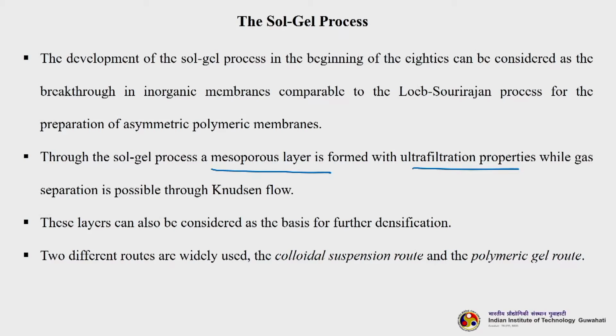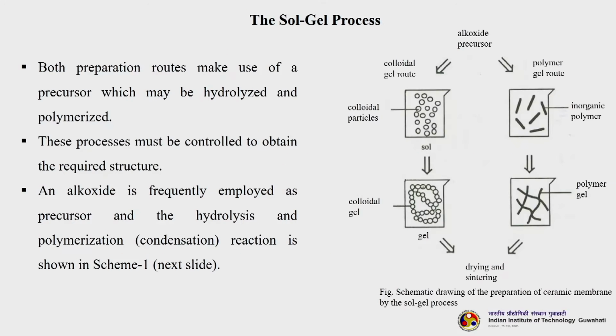And two different routes are widely used. One is called the colloidal suspension route, another is called the polymer gel route. So, let us now understand in a schematic representation how this looks. Usually both the routes make use of a precursor. The precursor is usually an alkoxide. What is being done with the precursor is that initially it will be hydrolyzed, then it will be polymerized. So, it is a two step process. Either you go for a colloidal gel route or you can go for a polymeric gel route.